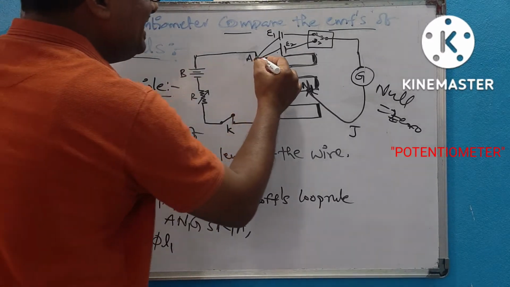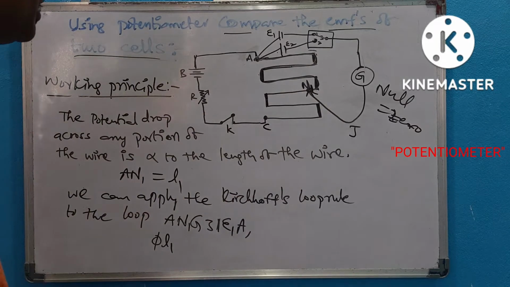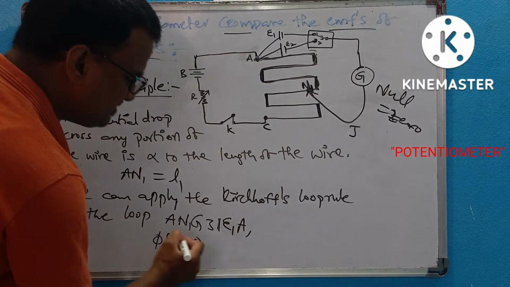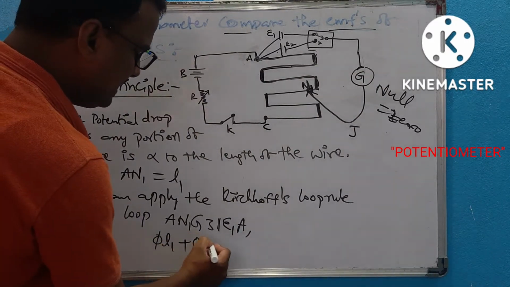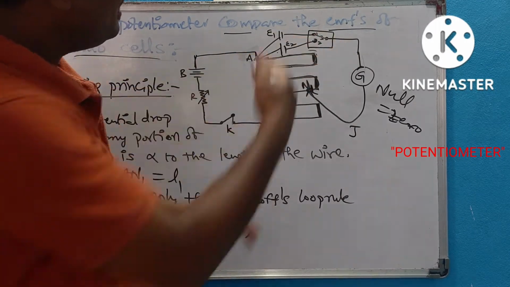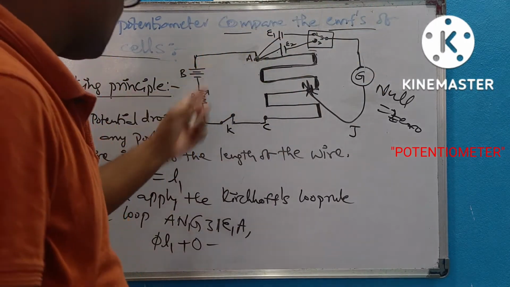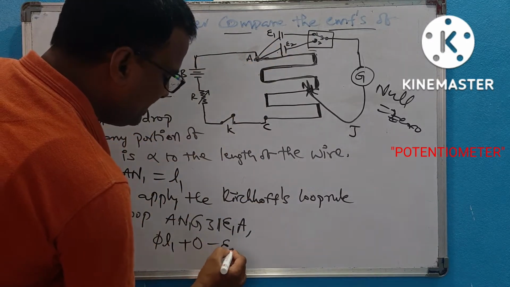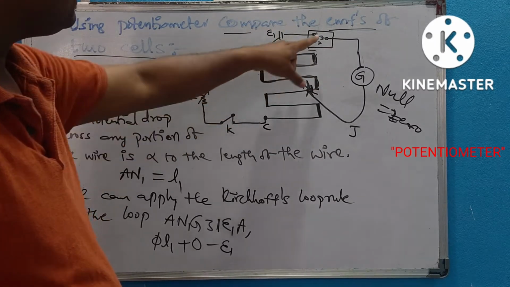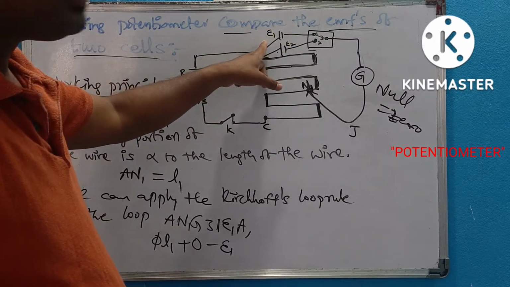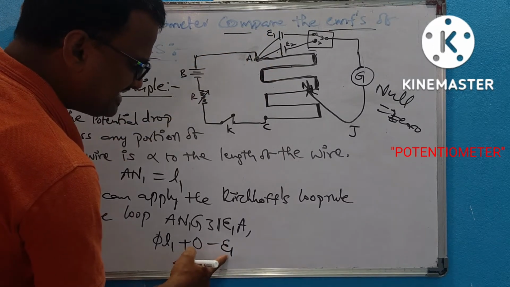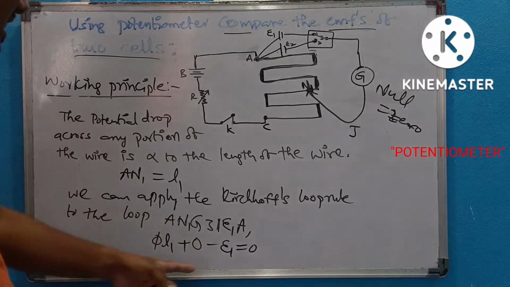So here the length 5L1 can be taken as positive, and the galvanometer shows null deflection, that's why we can take 0. According to Kirchhoff's loop rule, we go from the right side to the left side, from the negative terminal to the positive terminal, so we take negative EMF. We go opposite to the current, so that's why here we take minus E1, equal to 0.